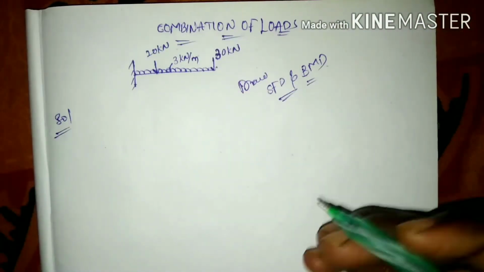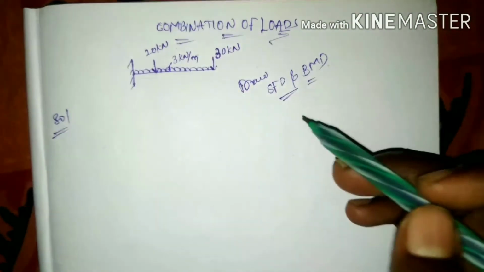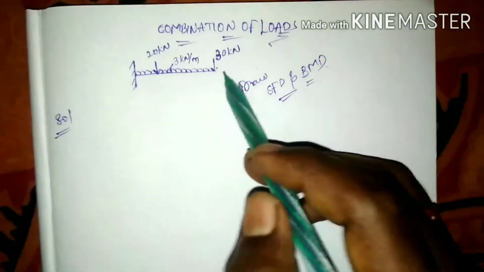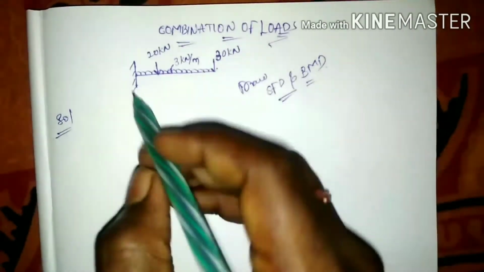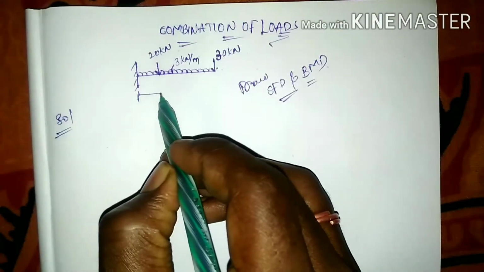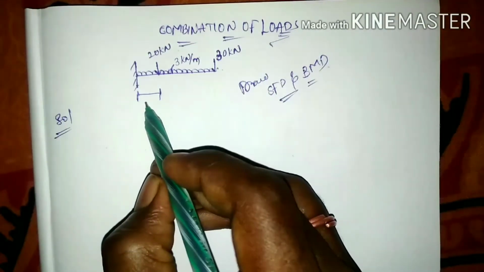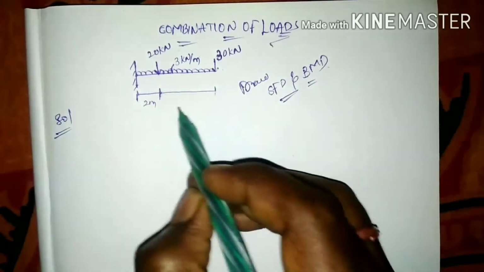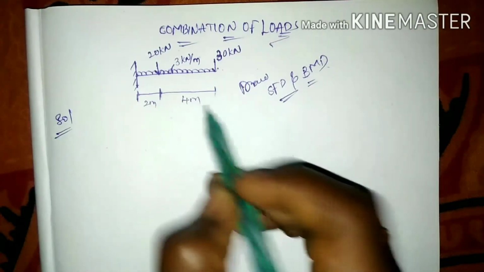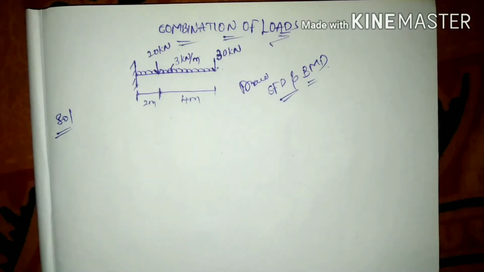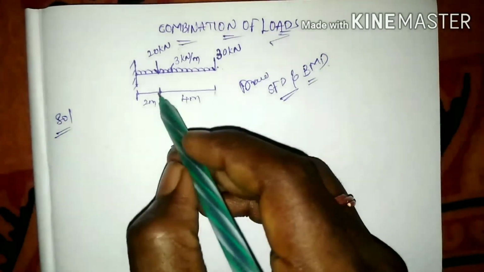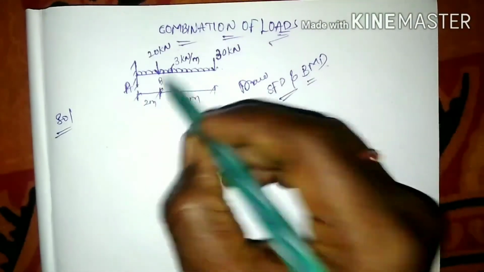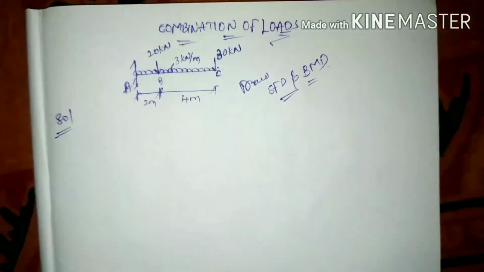Friends, today we are going to see the combination of loads with the UDL for the entire span and 2-point loads. The first point load is 2 meters from the fixed end, and the second point load, let us consider this is 4 meters, and this is A, B and C.